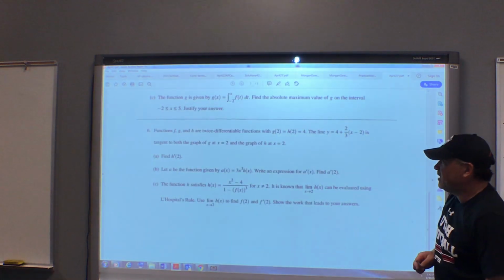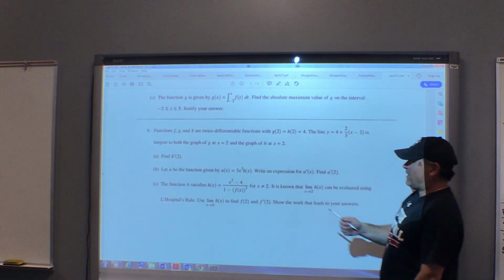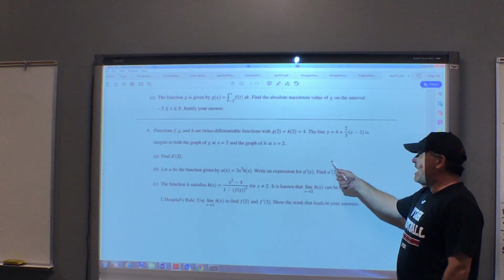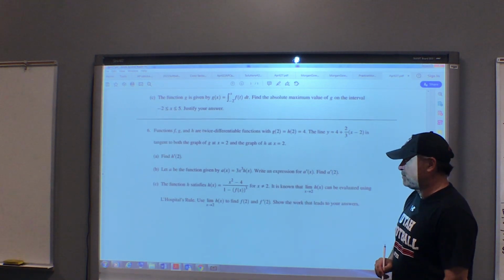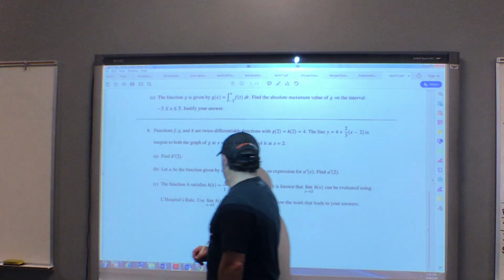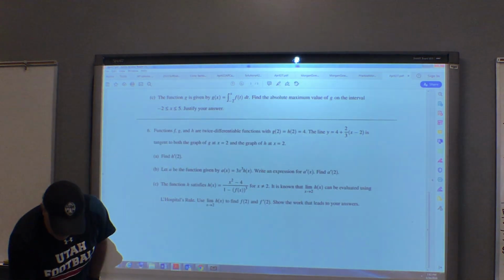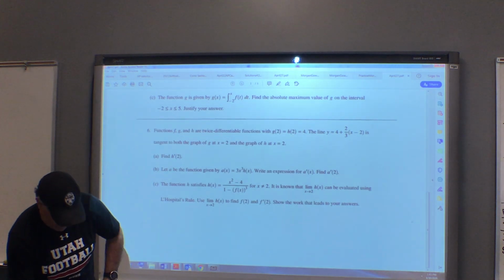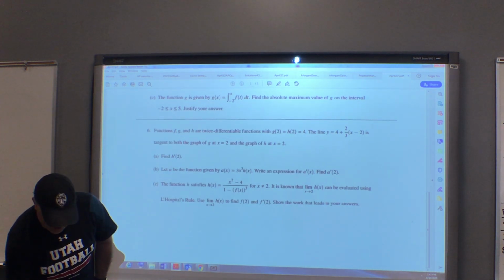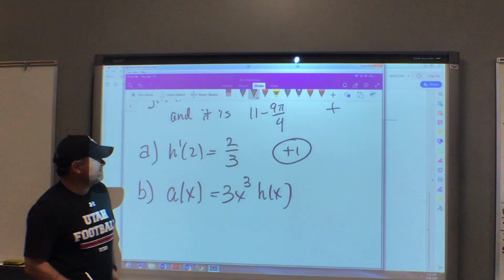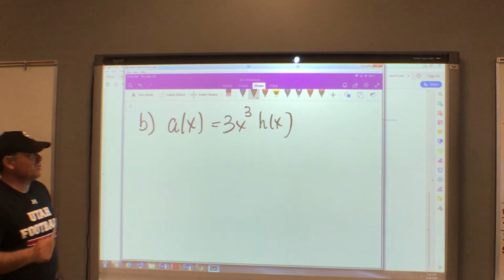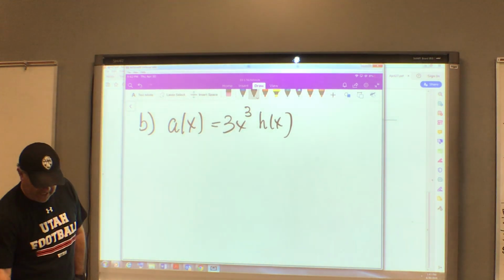Part B. Let A be the function given by a of x equals 3x cubed times h of x. Write an expression for a prime and find a prime of 2. So let me write that down. B is a of x is 3x cubed h of x. Okay, so let me bring that up so you can see it. Okay, product rule. This is 3x cubed times h of x.